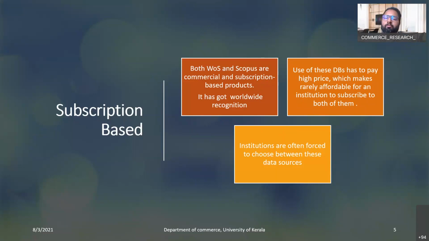So we can also subscribe selectively out of Web of Science. If we need only the Science Citation Index, we can subscribe to the Science Citation Index. If we need only Social Science, we can subscribe to Social Science. So institutions are often forced to choose between these data sources.